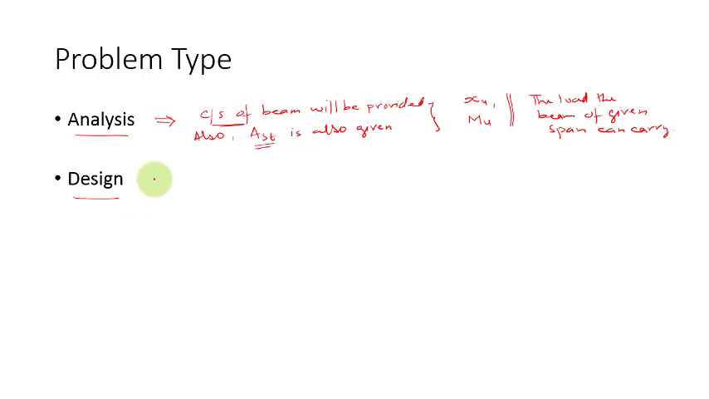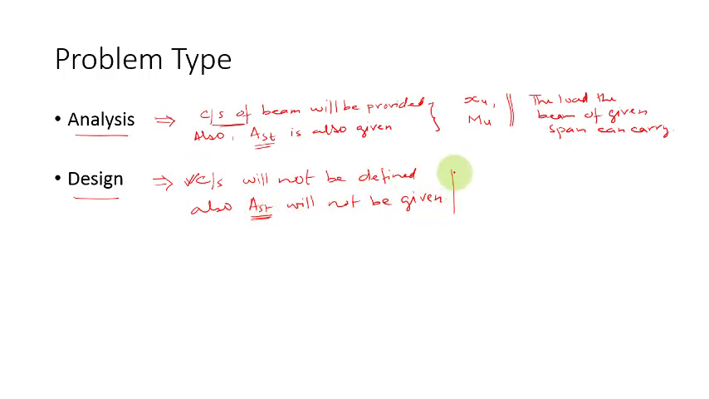Whereas in design problem, it is possible that the cross section will not be defined. Also, AST will not be given. So what we have to do in design, we have to design the cross section as well as AST such that the beam is singly reinforced. Whenever you are designing a singly reinforced beam, as we had already discussed, you always go with the design of under reinforced section or a balanced section.